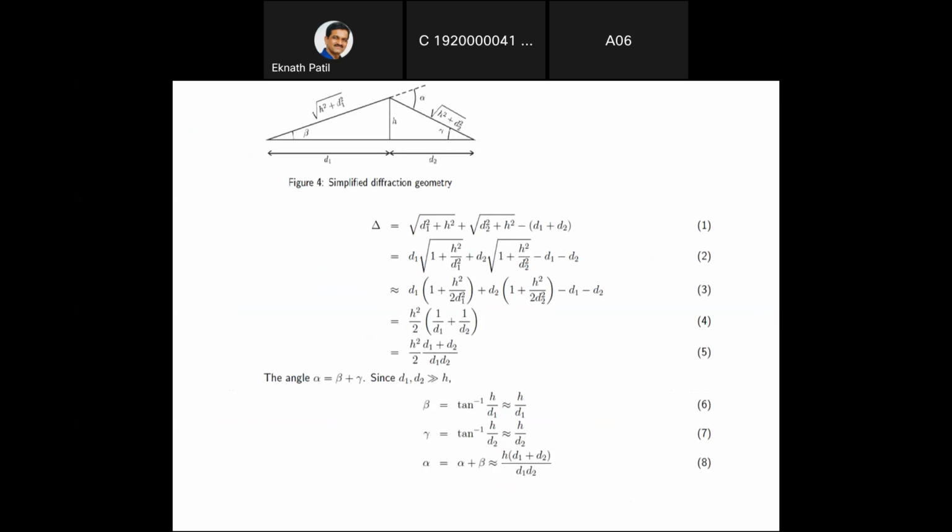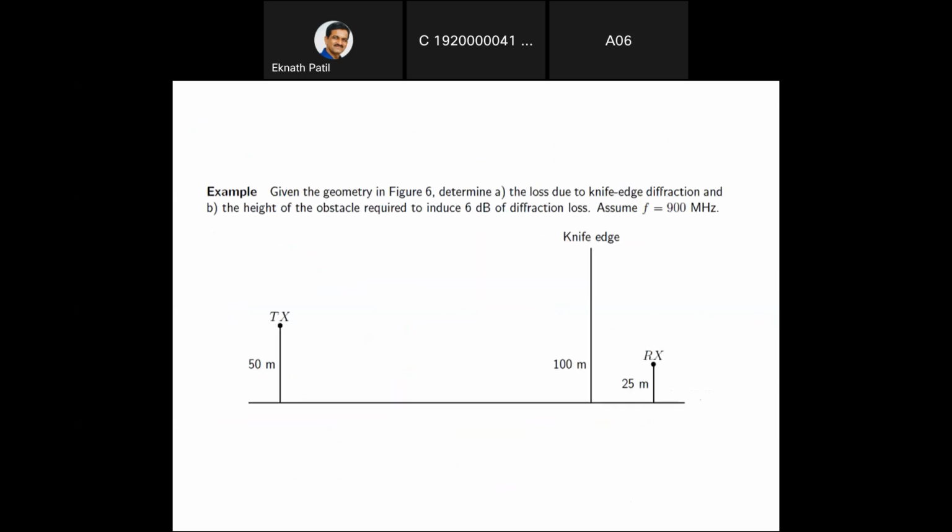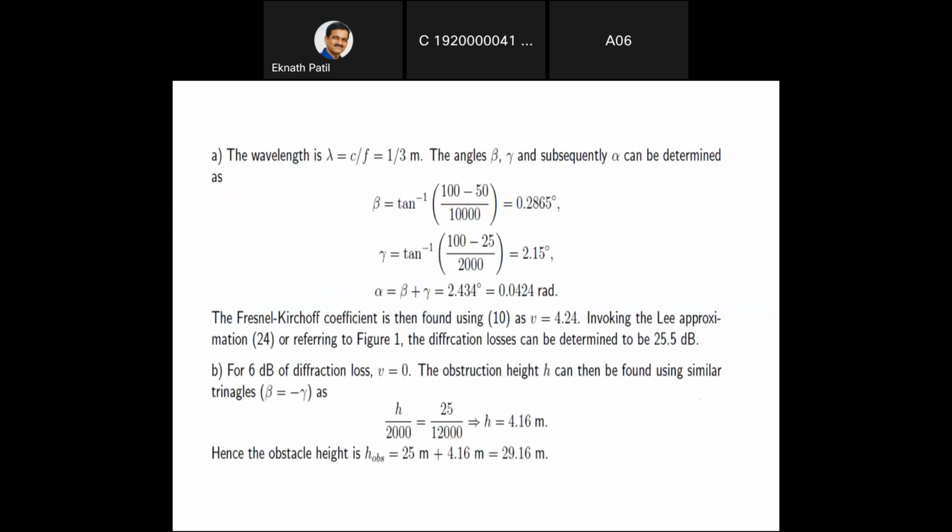For that, one of the equations we have also takes the support of the first one, that is the two-ray model of the ground wave propagation, and extending that only, we are going to provide the knife edge received power or the loss. So this is one of the examples related to the knife edges, and you have to go through and solve this example, because it is important as far as the exams are concerned.